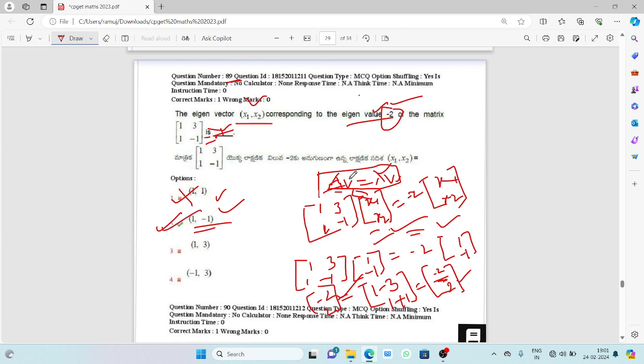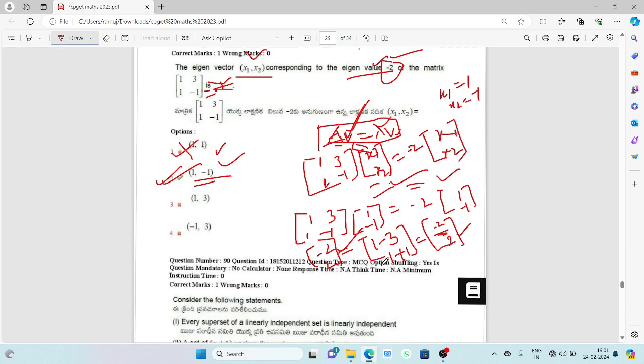So whenever he is asking about an eigenvector, you just proceed by this method, and you can get the answer directly. The other method is multiplying with x1 and x2, and you get the same result, x1 value is 1 and x2 value is minus 1. I just directly applied the values of x1 and x2 and got it that way.